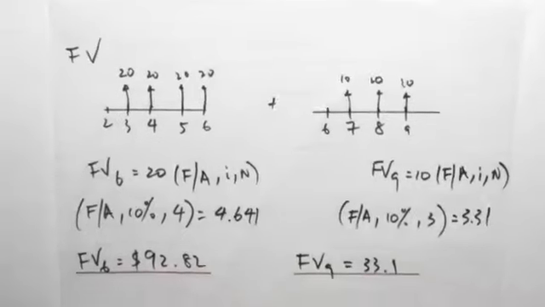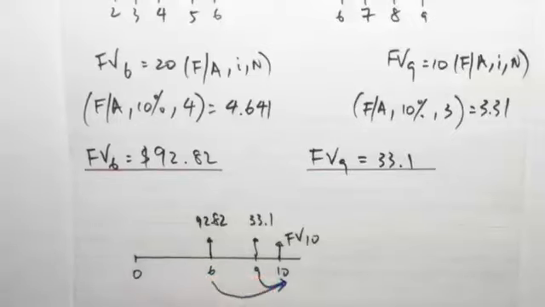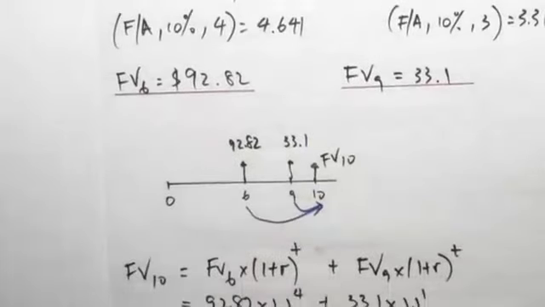$33.10. Then we do a new cash flow diagram like we did with the present value case, which showed just the sum of annuity value at year 6 and 9, and what we want to do now is compound it to the future value at year 10. So now we just apply the future interest formula to work out the future value.